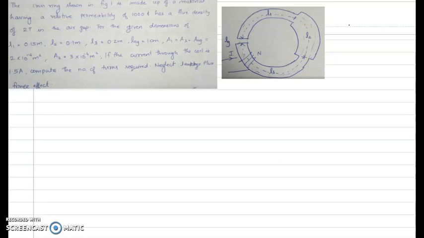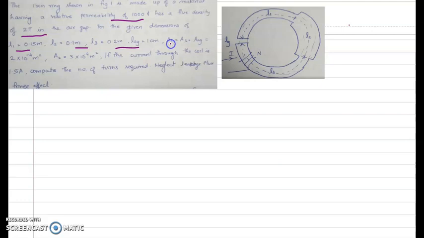The iron ring is made up of effectively 4 parts, and it is made of a material having relative permeability 1000, with a flux density of 2 Tesla in the air gap. That is, the flux density in the air gap is 2 Tesla. The dimensions of the different lengths L1, L2, L3 and Lg are given. That is, the mean length is given to you, marked in the figure.